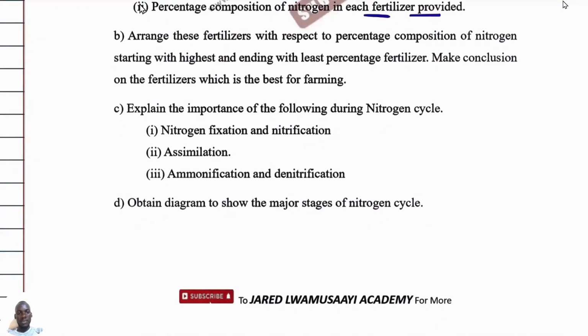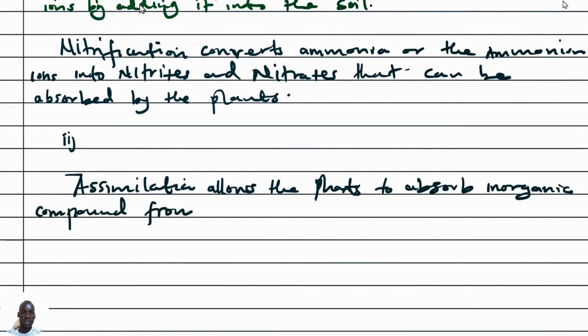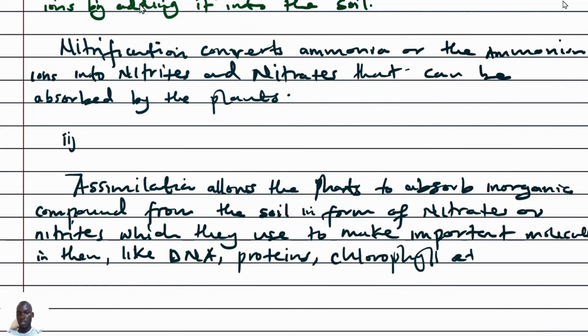We can now move to Roman numeral 2 of our part C, which requires us to explain the importance of assimilation. Assimilation allows the plants to absorb inorganic compounds from the soil in the form of nitrates or nitrites, which they use to make important molecules in them, like DNA, proteins, chlorophyll, etc. So the plants absorb the nitrates from the soil and use them to do well.